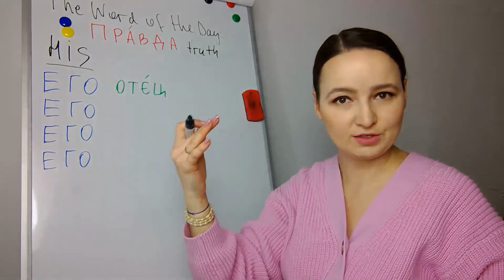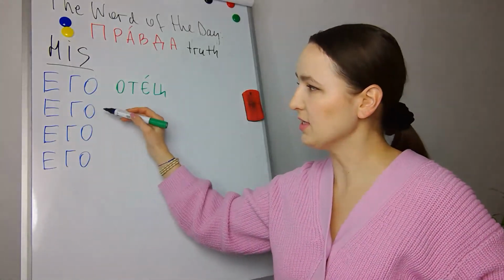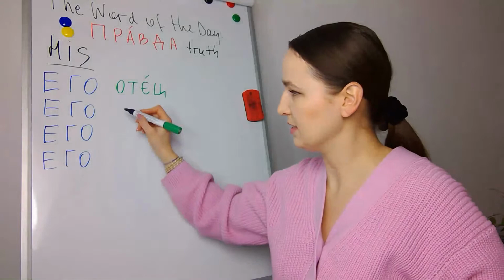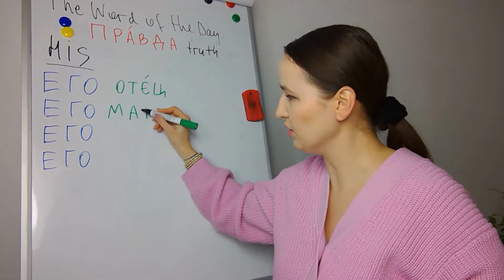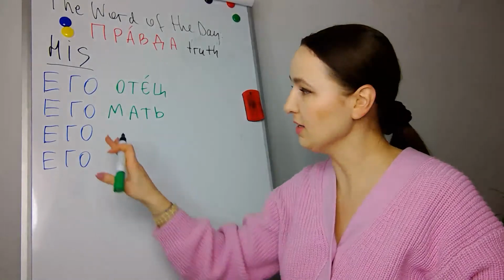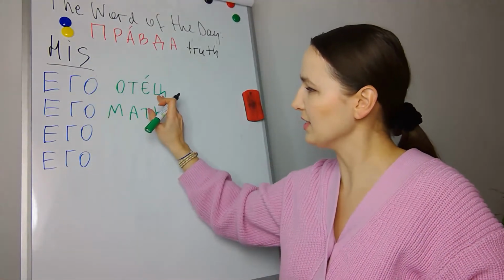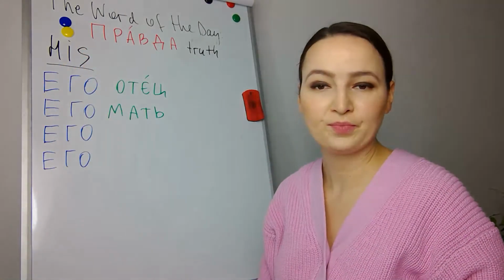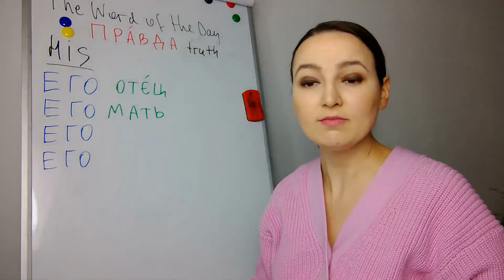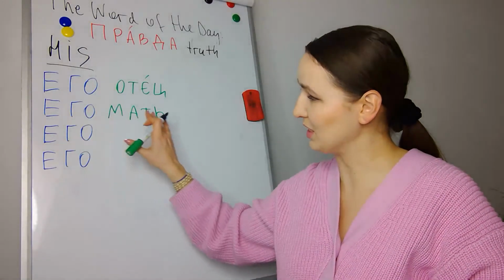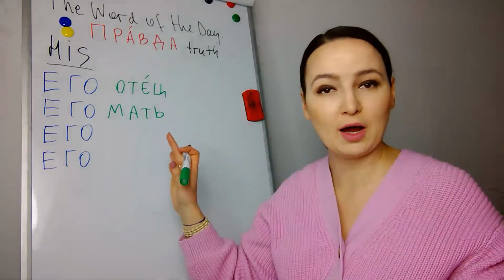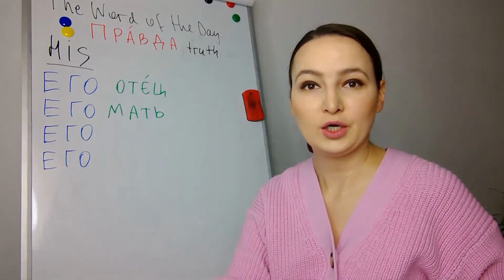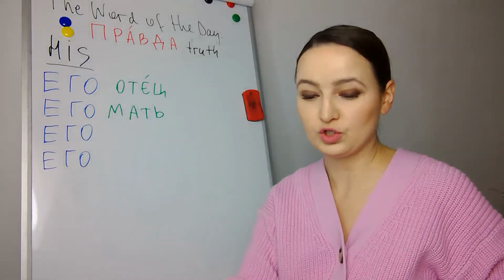Его, his, and here a noun in feminine. Его мать. Мать is a more serious word for a mother. Not mama, мать. Его отец, его мать, feminine. Nothing will change here. Его машина in feminine as well. Any noun in feminine you can use here. Дальше, neuter. Any noun in neuter you can use here.